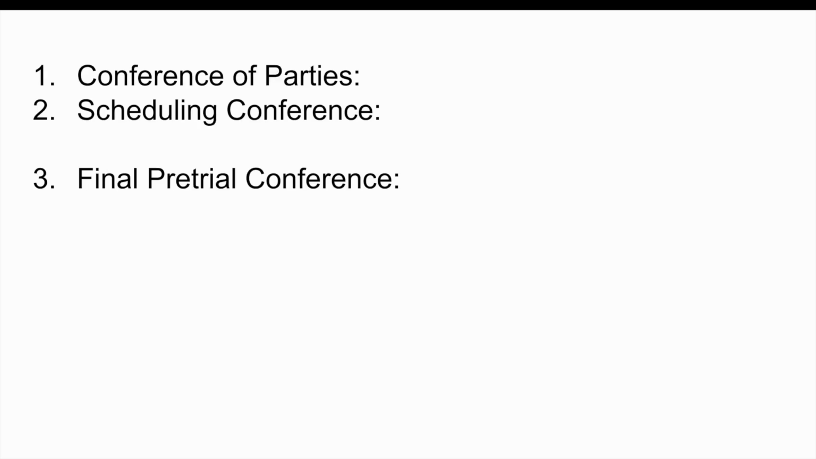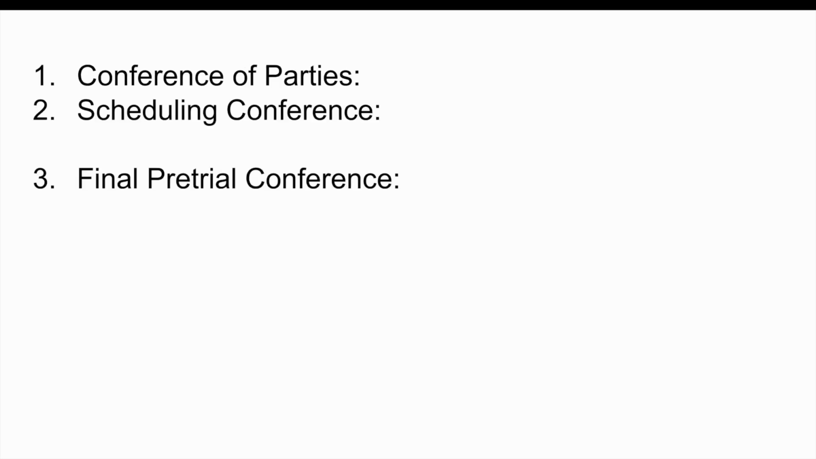Party conferences. What are the party conferences? ¿Cuáles son las conferencias de las partes? Conference of parties. Number 1. Number 2, scheduling conference. Number 3, final pretrial conference. Entonces hay 3 conferencias de las partes: conference of parties, scheduling conference, and final pretrial conference. Conferencia de las partes, conferencia calendarizada y la última antes del juicio.